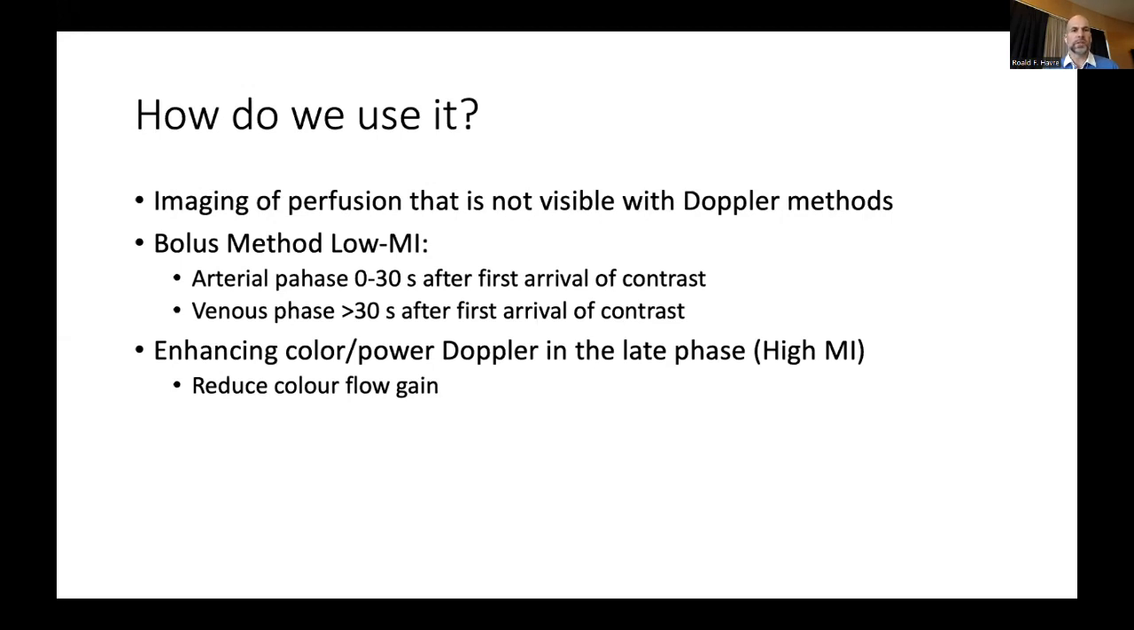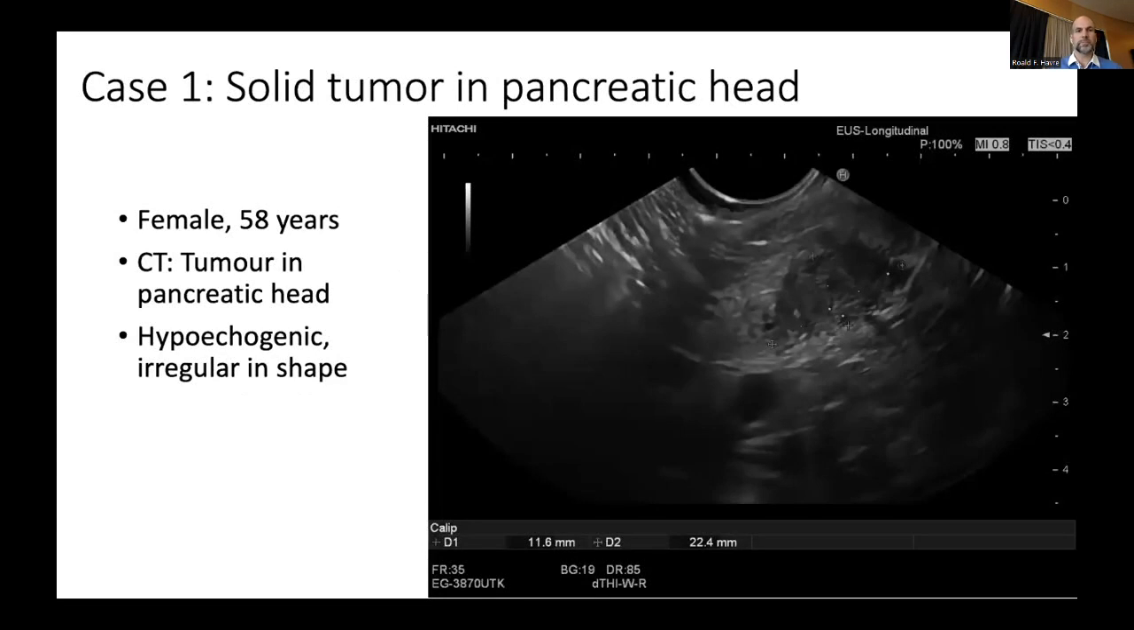We can also make use of the contrast in the B mode image with the color Doppler after the injection of contrast, as the color Doppler or Power Doppler is sensitized very much. We have to be aware that then we use a higher MI and we are destructing the bubbles in the imaging field. So let's go to the first example of a solid tumor in the pancreatic head.